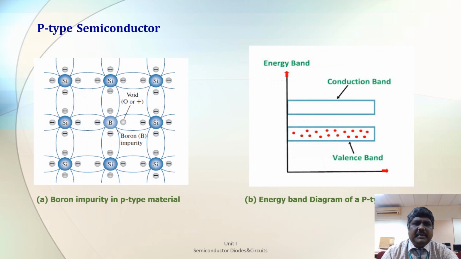Next, the p-type semiconductor. Initially we had the n-type semiconductor, where an excess of one electron was there. Here that one electron has been removed. Here this is the boron impurity, and one electron has been removed. Because of the removal of the electron, it creates a hole. Now the holes make the unbalancing condition, and they become the majority carriers. That's why in the p-type semiconductor material we can have more holes produced.